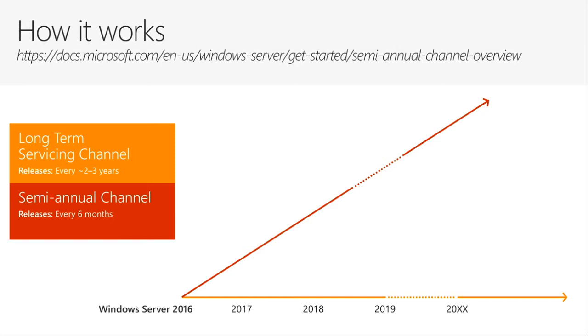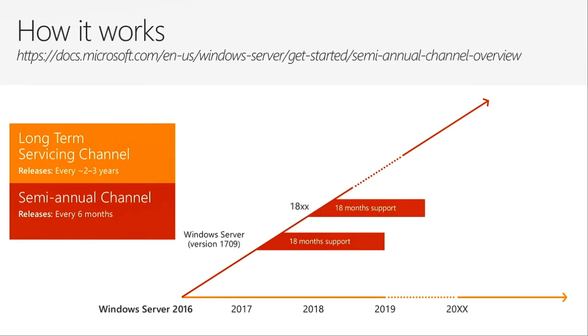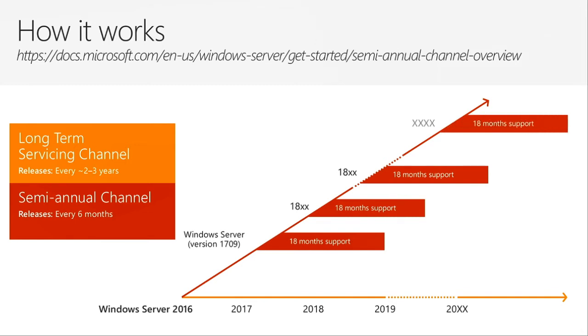If you think of the y-axis being functionality, per se, we're going to keep increasing functionality over time. And so right now, we're releasing version 1709. That'll hit the market and be in support for 18 months. Then in 6 months, we'll have another release. And then 6 months later, we'll have another release.